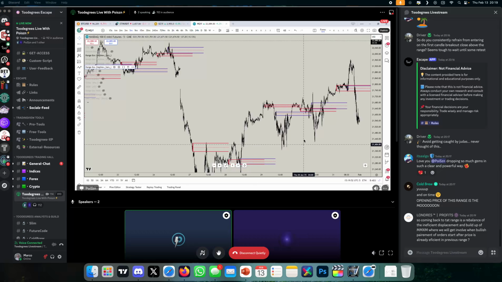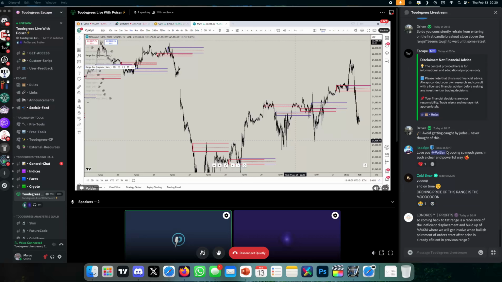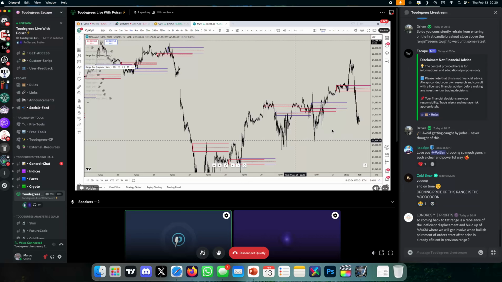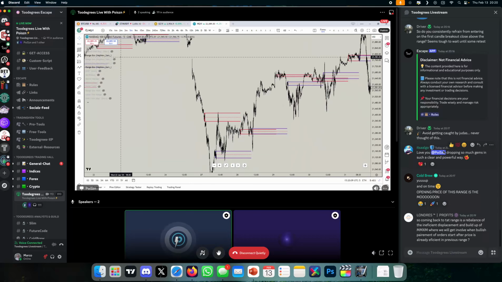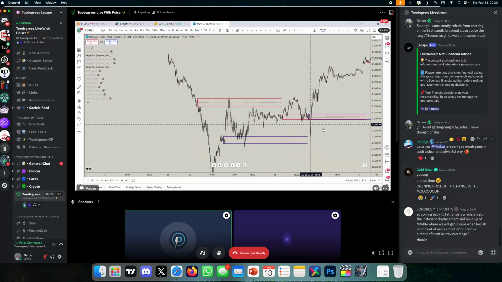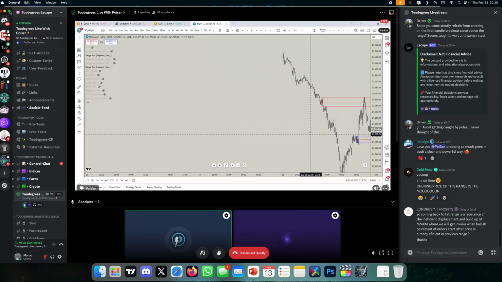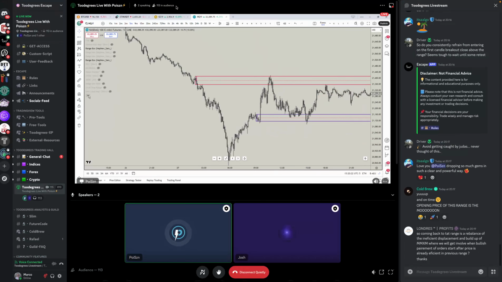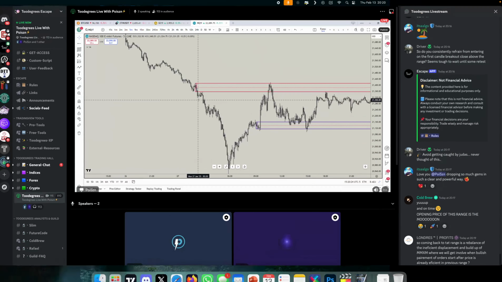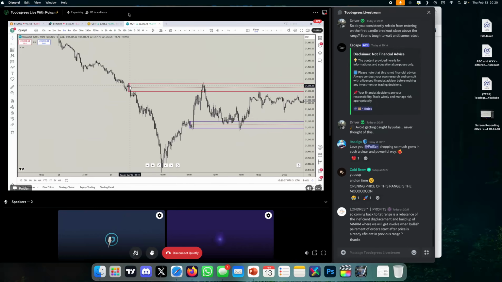Let me just take some time to read this. So coming back to that range is a rebalance of the inefficient displacement and buildup of MMXM, where we get involved when bullish payment of orders start after price is already efficient in the previous range. Yeah, correct. Sounds correct. Let's keep the 915 range on here. Again, welcome to the London range in red. This range is 2 to 215.